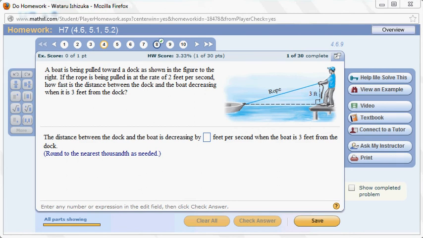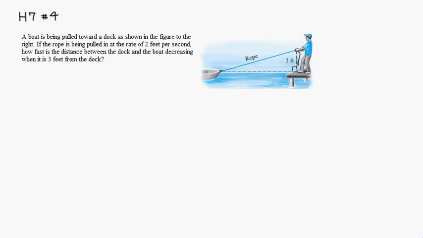Okay, let's look at homework number 7, problem number 4. This is a boat problem. Let's write down what we know. A boat is being pulled toward the dock as shown in the figure to the right. This is the figure.